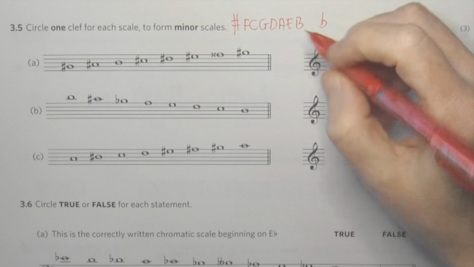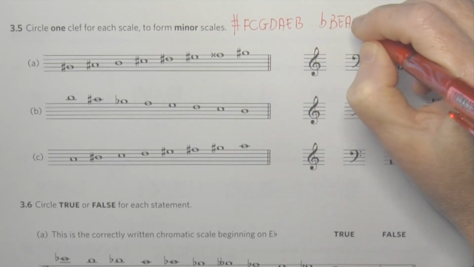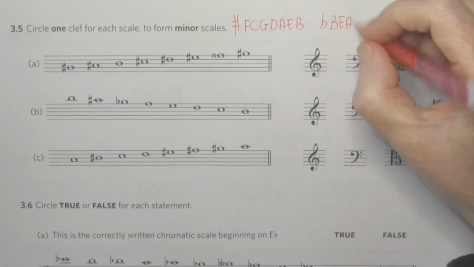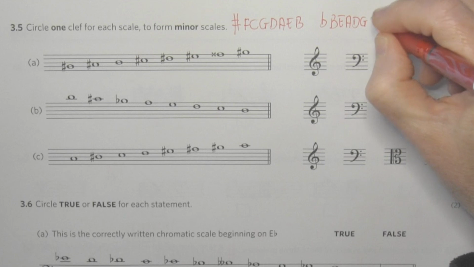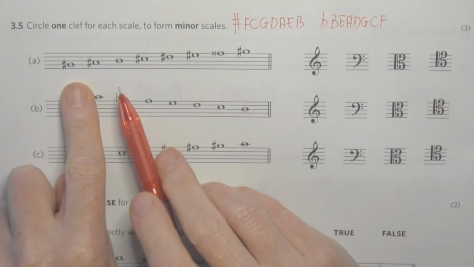And the flats is the sharps backwards. So si, mi, la, re, sol, do, fa. Perfect. Okay, we've got sharps in this key signature.